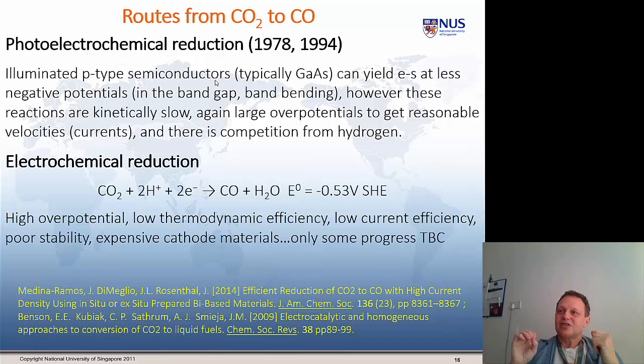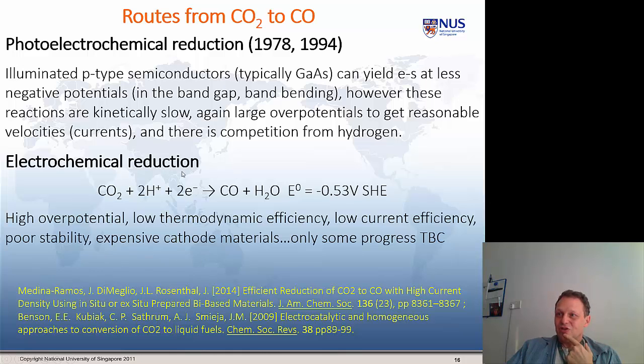But there are a slightly different set of problems with this. Now, these reactions are quite kinetically slow. So again, you end up with large overpotentials for a different reason, to get reasonably large currents. And of course, you're competing now with hydrogen. So yes, this is a step forward, but I suspect it's a step forward into a blind alley, or at least at the moment that appears to be the way.